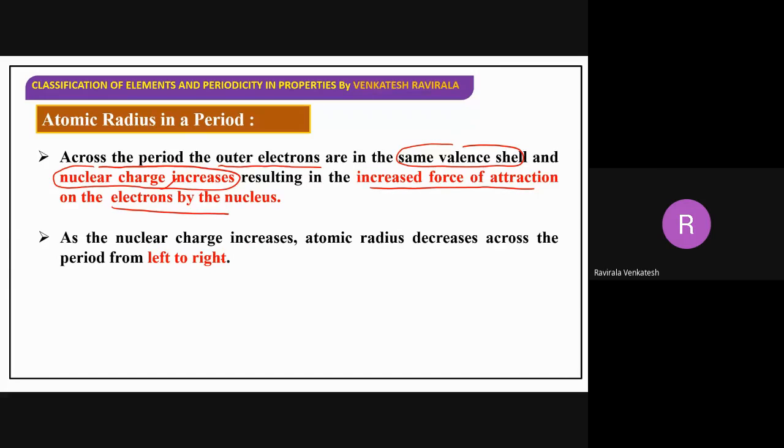So if in the exam you get a question like this: what happens to atomic radius in the periodic table, give the reason. So what do you have to write? Atomic radius in a period, left to right, decreases. Reason? Nuclear charge increases. Simply you have to write nuclear charge increases. That is the reason atomic radius will decrease in a period.